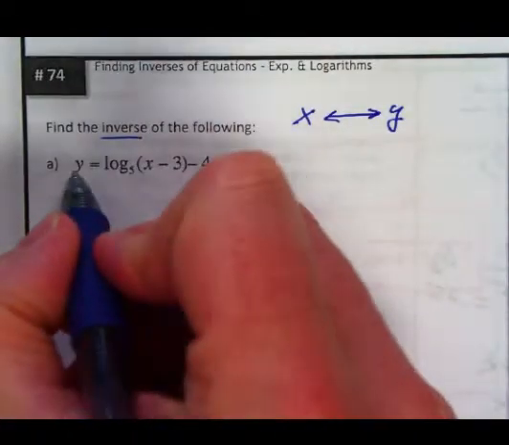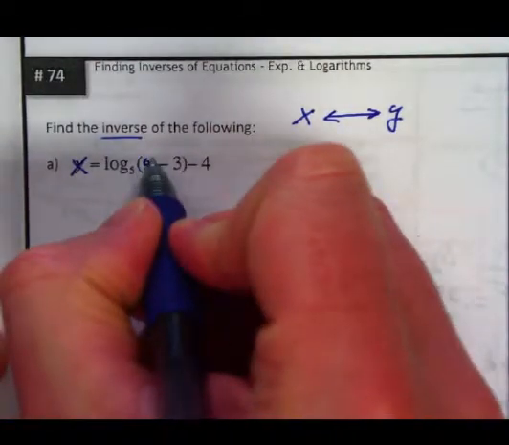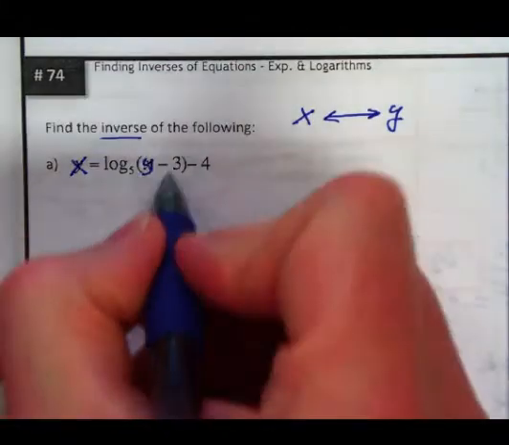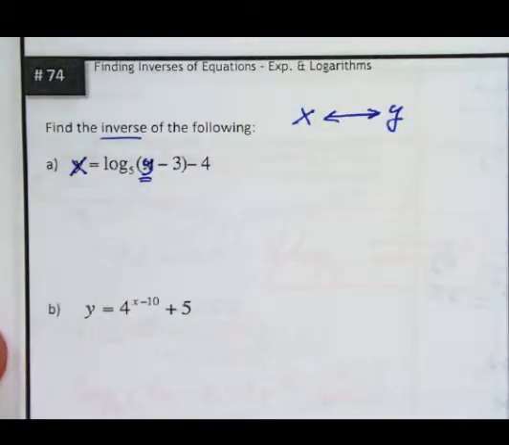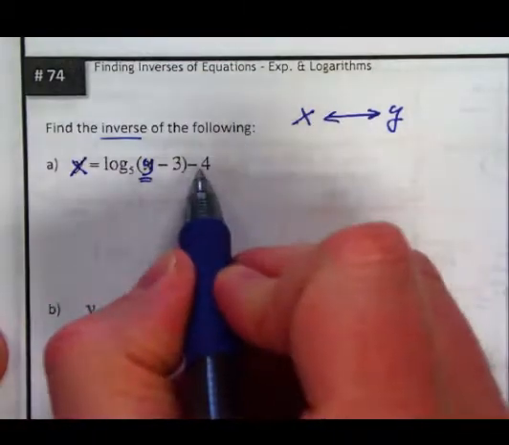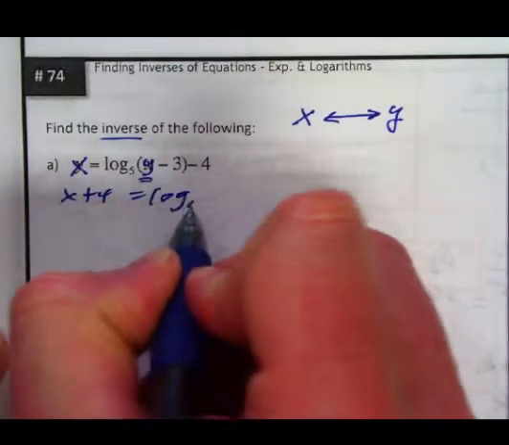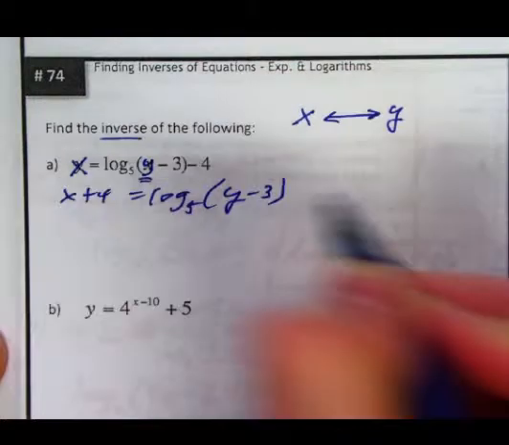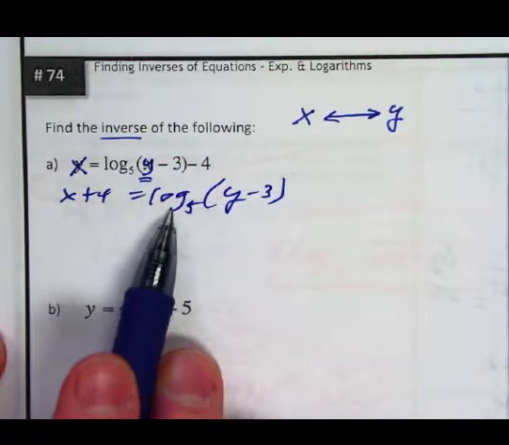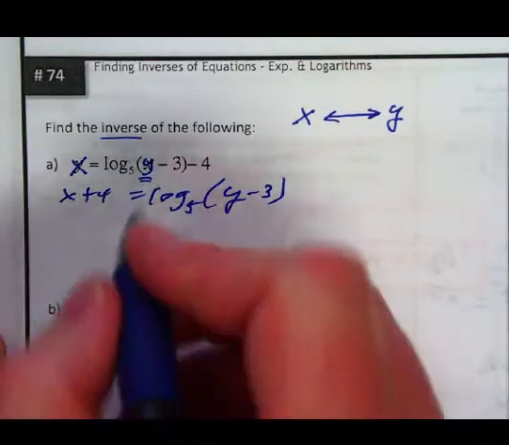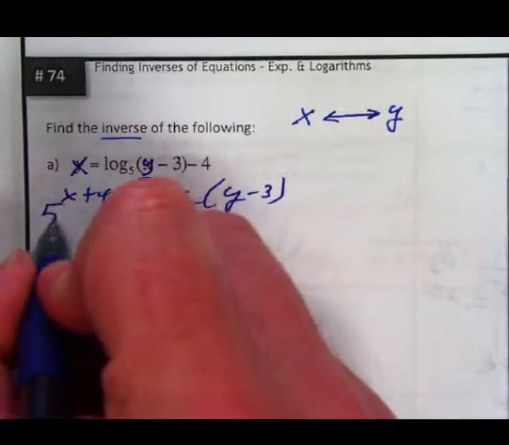So here goes. This is going to now be an x, this is going to be a y, and I'm going to move stuff around until I have that letter all by itself on that side. My first move, add 4. So I'm going to have x plus 4 equals log base 5 of y minus 3. Now I'm kind of stuck because this y minus 3 is stuck inside this log. So put a big 5 on it to get rid of it, put a big 5 over here.